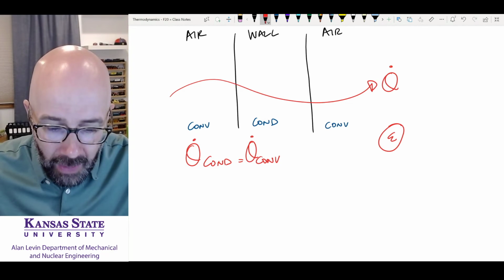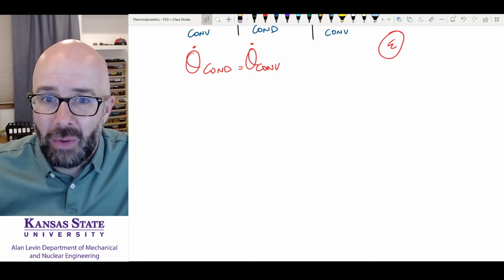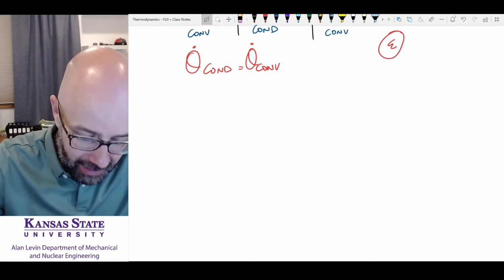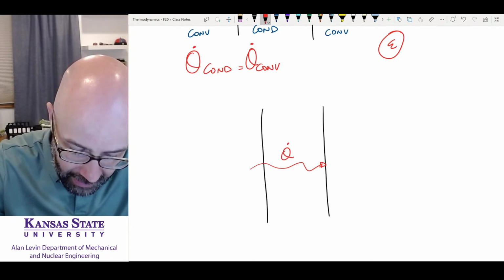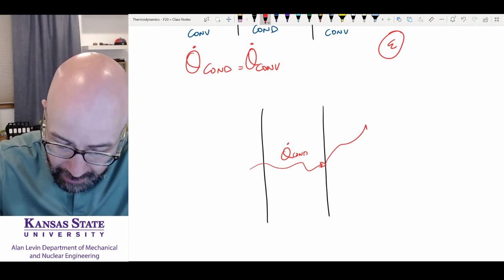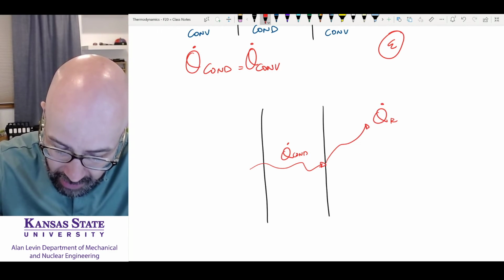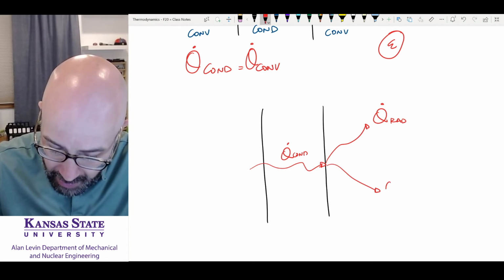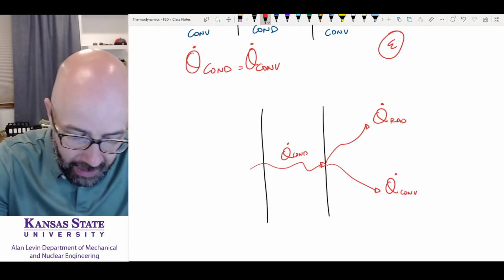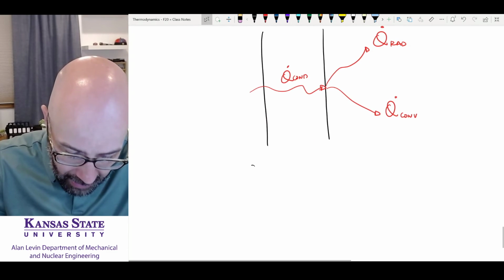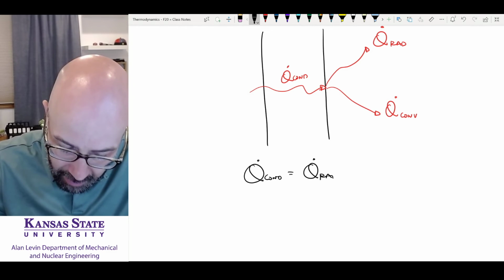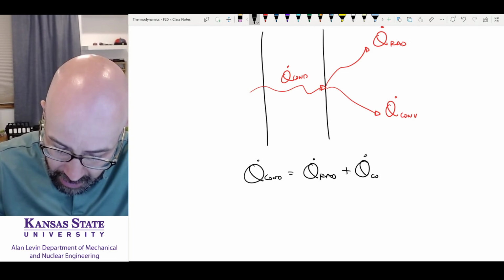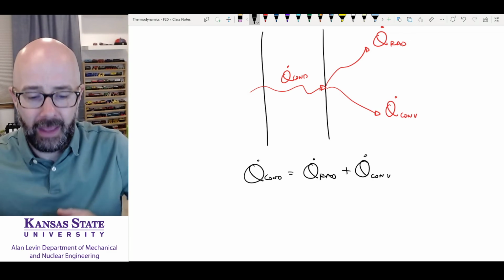Now, some models do not say that radiation is negligible. Say it's going to be a thing that you have to deal with. In that case, you're going to have Q dot conduction, and then it's going to split off here, and some of that's going to change to Q dot radiation, and over here is going to be Q dot convection. And so here you're going to say that Q dot conduction equals Q dot radiation plus Q dot convection. So it splits up, and that's what happens.